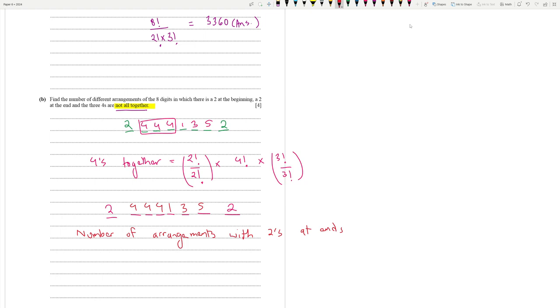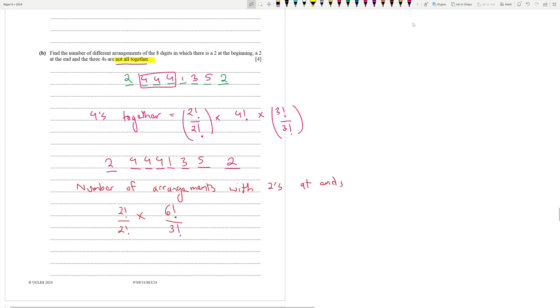Okay, so let's do this. So for the 2's, just ignore, and for here you just have 6 factorial by 3 factorial. So now you can find out the number of arrangements where the 2's are at the end and the 4's are not together. How? So it's 6 factorial by 3 factorial minus 4 factorial on top. So you get your final answer, which is 96. So hopefully I could make this clearer. This was a bit complicated.